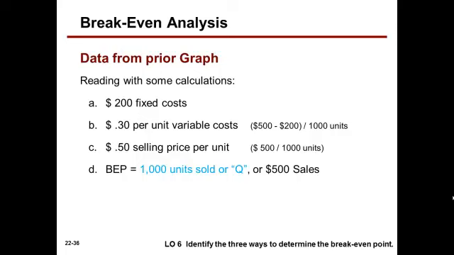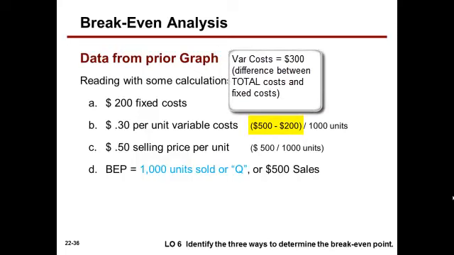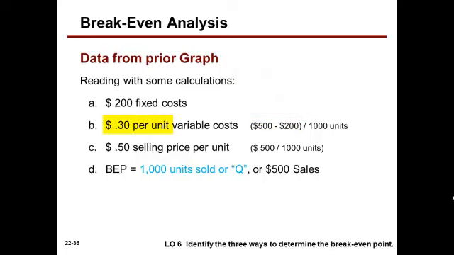We saw the fixed costs at $200. We could calculate our variable cost per unit at 30 cents, which is our total cost of $500 less our fixed of $200. So variable cost of $300 divided by 1,000 units gives us 30 cents per unit. I was using the break-even point as our starting point. Our selling price per unit, 50 cents. At a break-even point, it was $500 and 1,000 units.